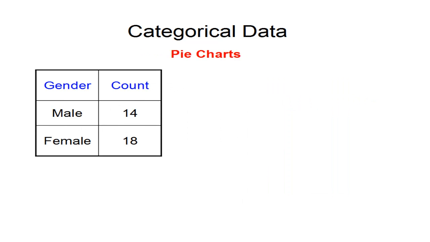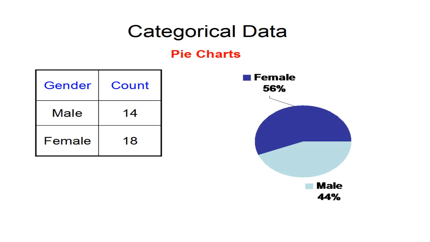Another type of graph that is representative of categorical data is called a pie chart. You can see that we have a pie that's going to add up to 100%. We've shaded the light blue male because that's 14 out of 32, which is 44%. For the female, we have the dark blue, which is 18 out of 32, which is 56%.